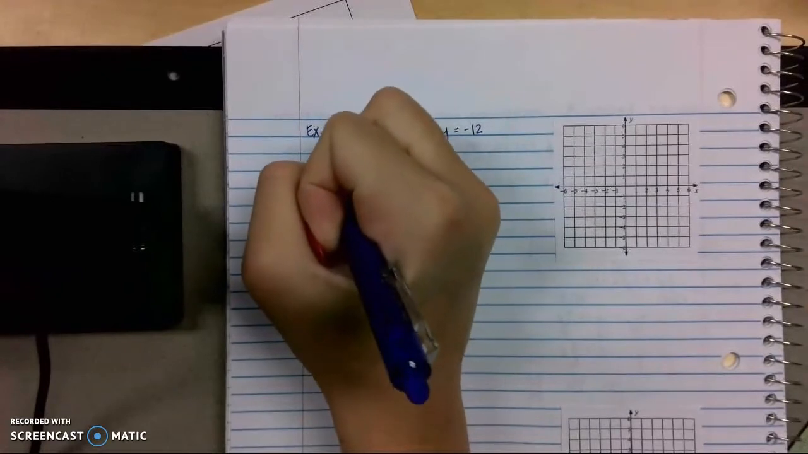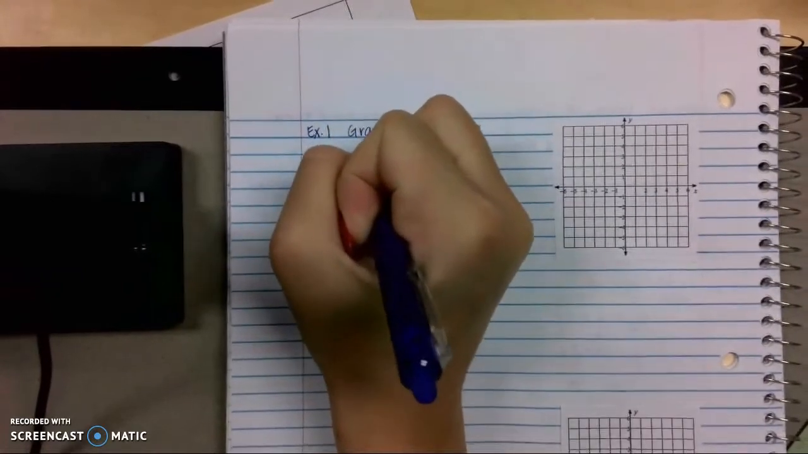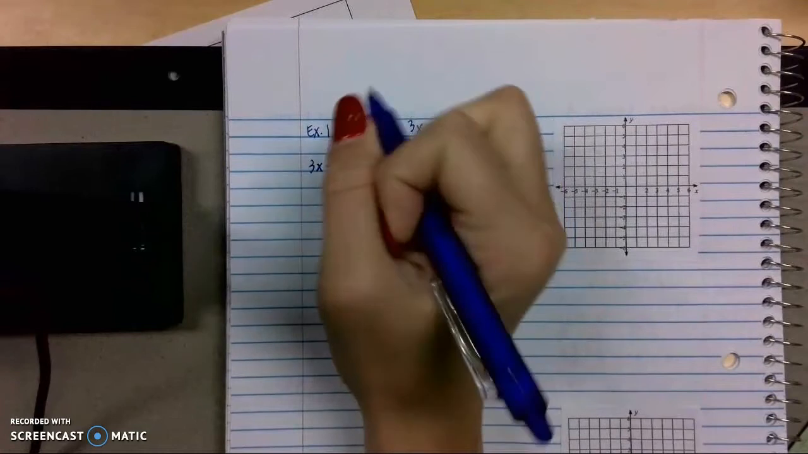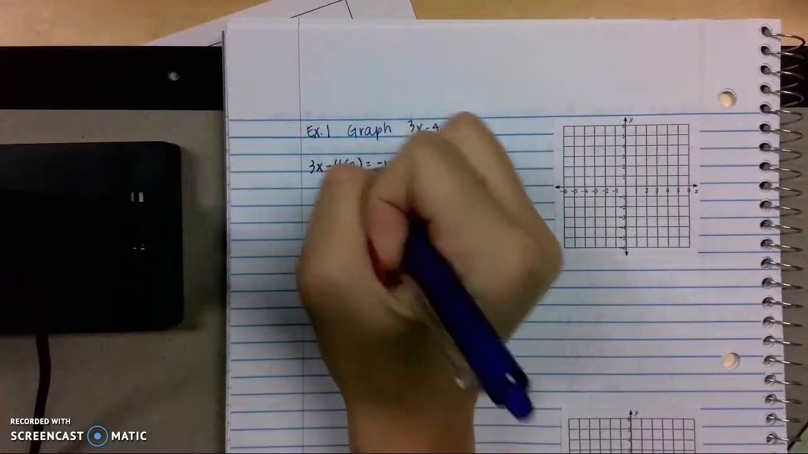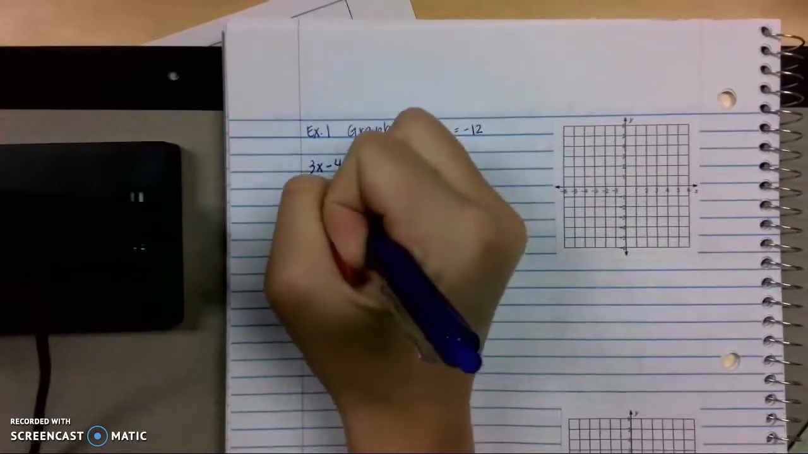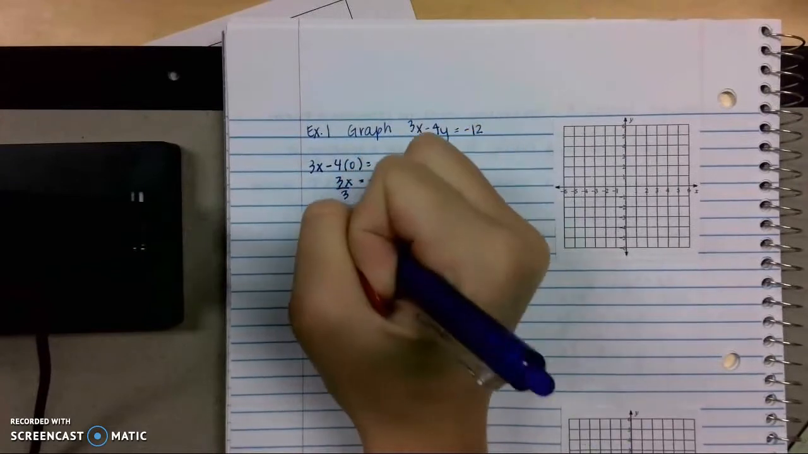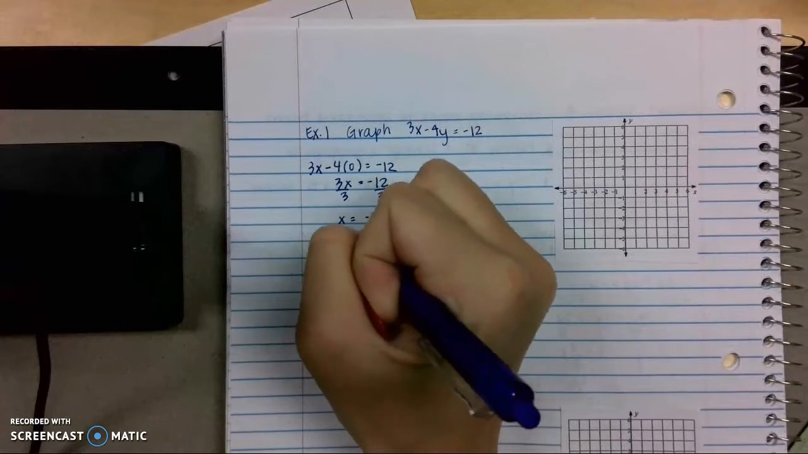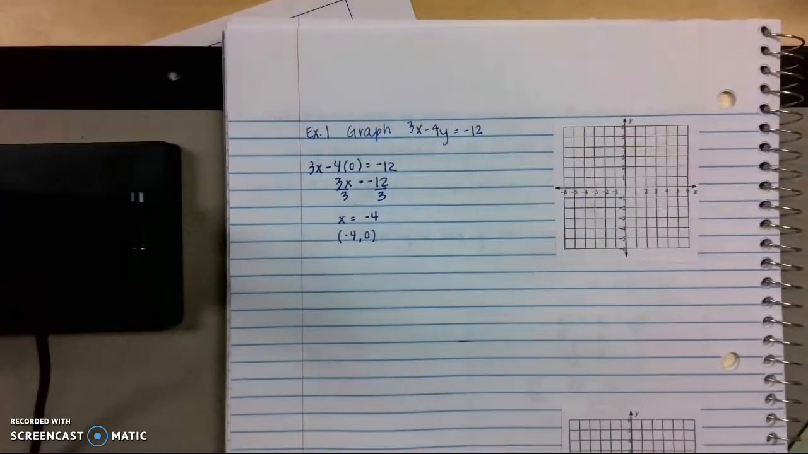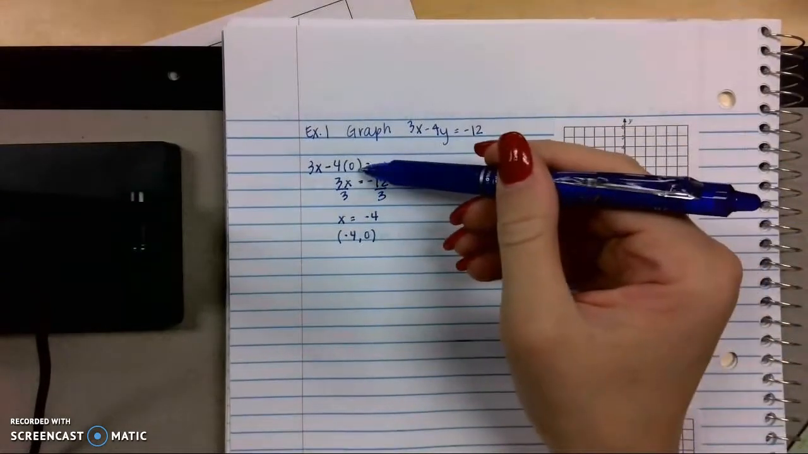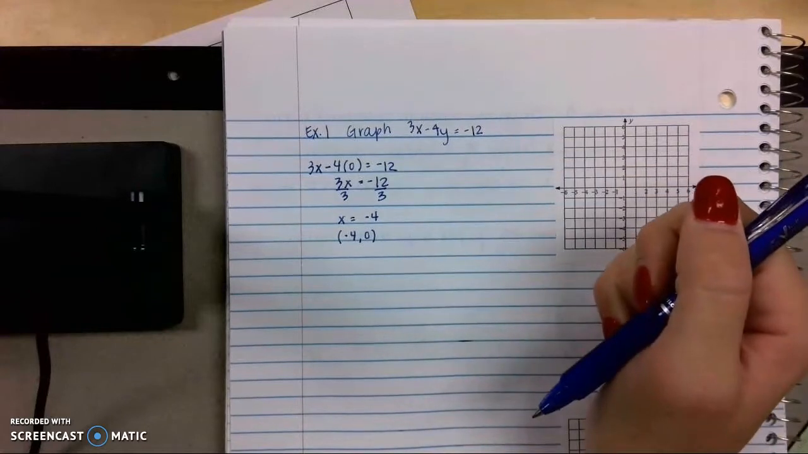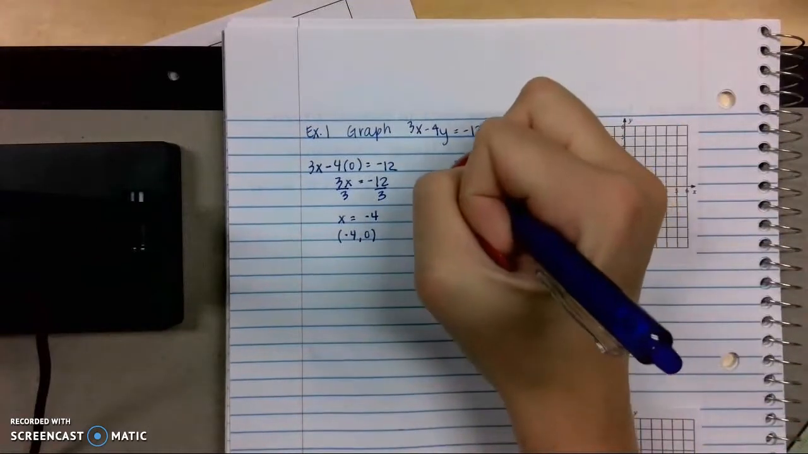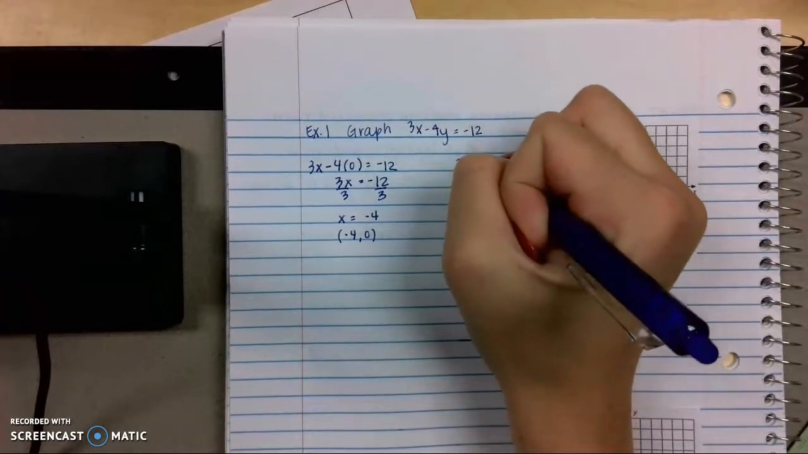So I have 3x minus 4 times 0 is equal to negative 12. So I'm going to have 3x is equal to negative 12. I'll divide both sides by 3, and x is going to be equal to negative 4. So I have negative 4, 0 for my first point. Again, I plug 0 in for y, and I solved for x. Now I need to do it the other way. I'm going to plug in 0 for x and solve for y.